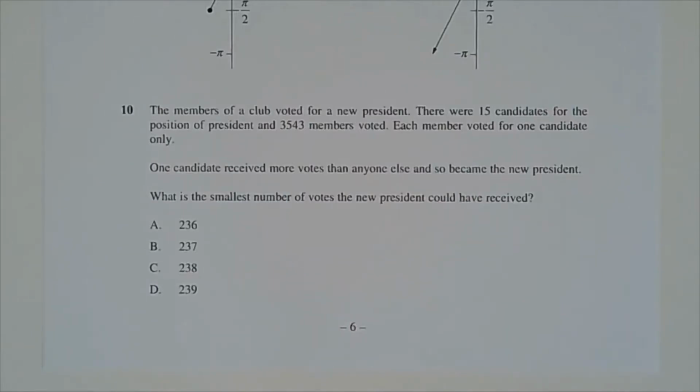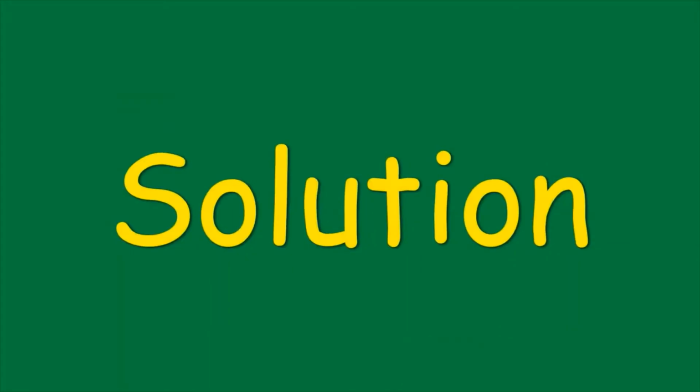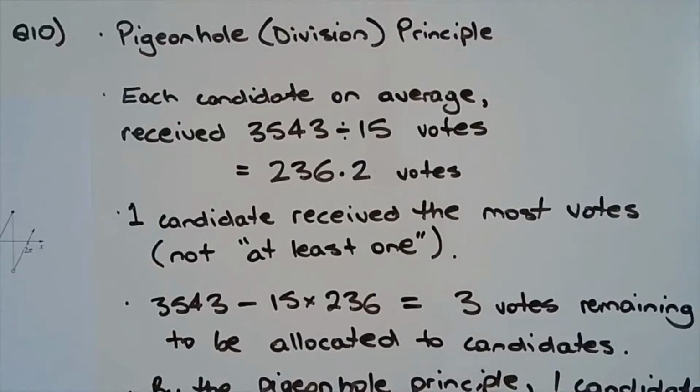Question 10. The members of a club voted for a new president. There were 15 candidates for the position of president and 3,543 members voted. Each member voted for one candidate only. One candidate received more votes than anyone else and so became the new president. What is the smallest number of votes the new president could have received? The solution to this problem is based on the pigeonhole principle.